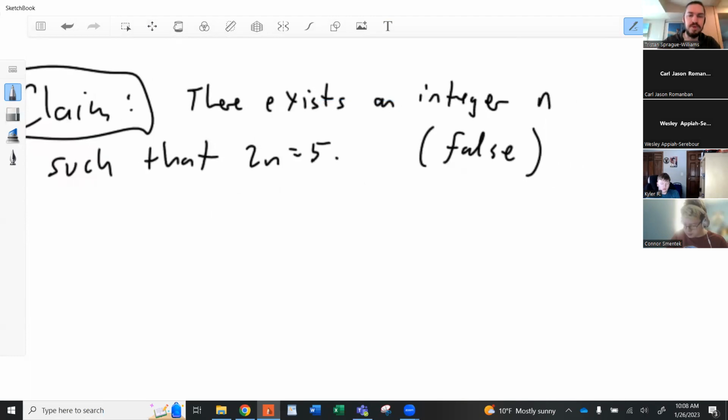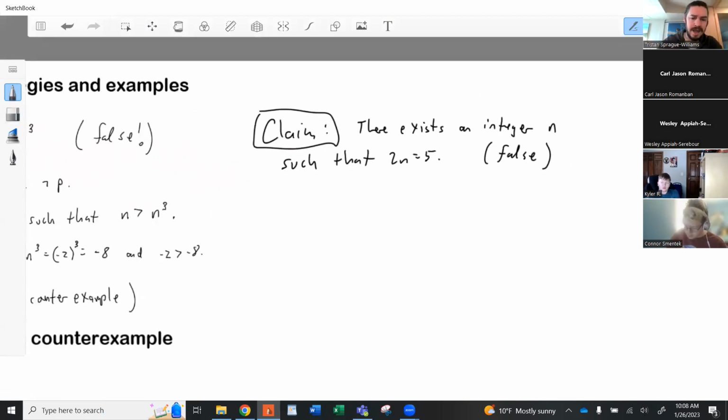So if we want to disprove this, we can, first of all, state its negation. I got to do something for Luca here. Hang on, guys.